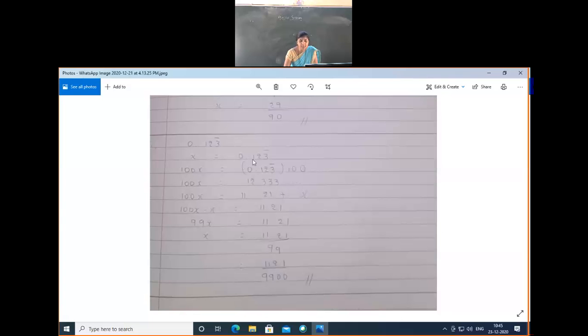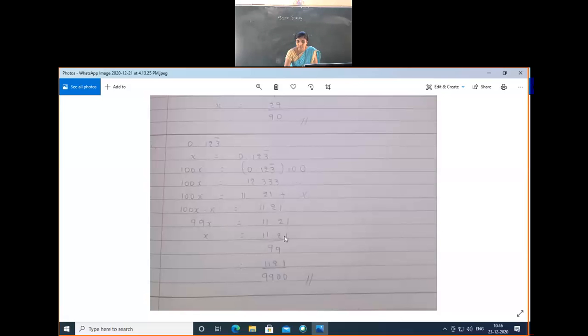12.333 minus 0.123. Can you subtract that one? Yeah, we'll get 11.21. Okay, 11.21 plus x. Then 100x minus x is equal to 11.21. 100x minus x is 99x, which is equal to 11.21. Then x is equal to 11.21 divided by 99.